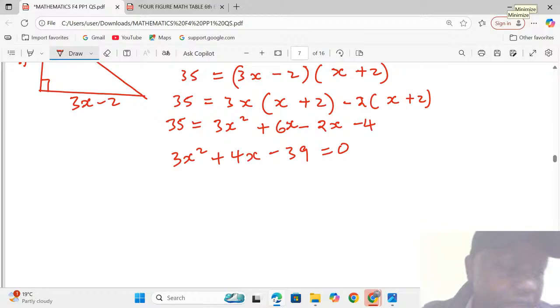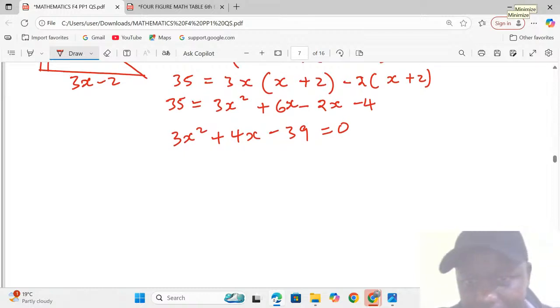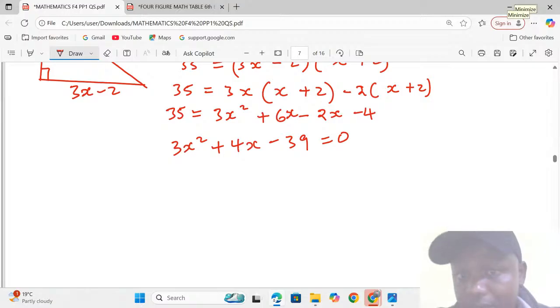We can choose a method that we're going to use to solve this quadratic equation. It's my hope that I have organized everything in the right way. Let me just confirm. 39 and 3. Okay.